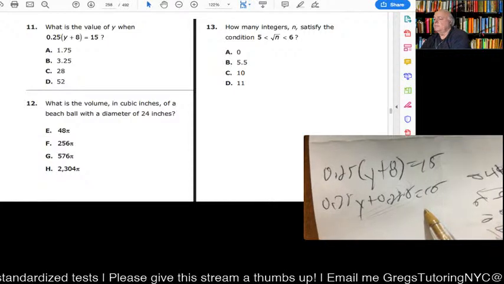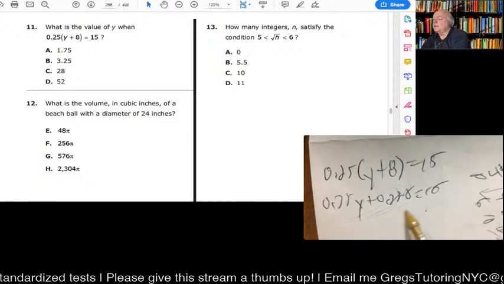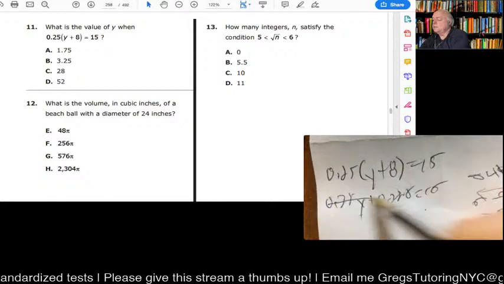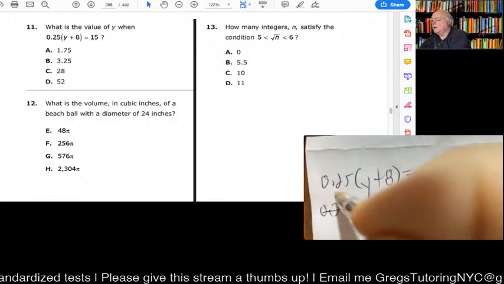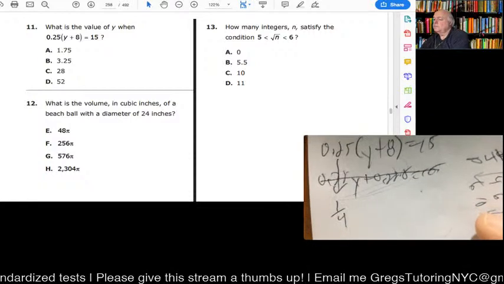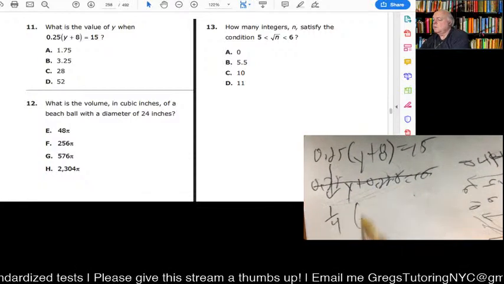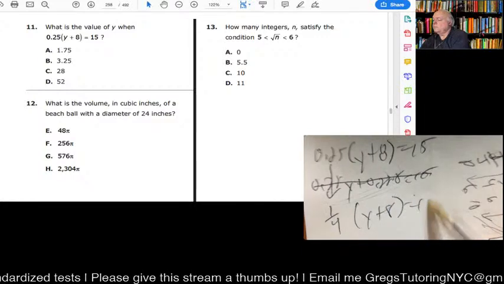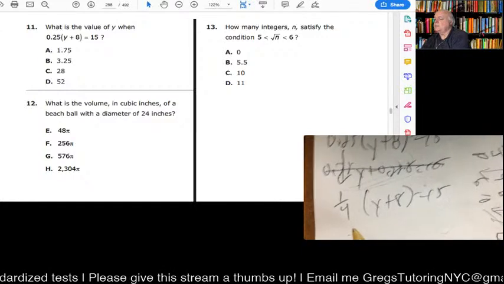All right? It's not that you won't get the right answer. You will get the right answer, but it's going to be a tedious process. What you want to find out is this is the same as a quarter. So we have 1/4 y plus 8 equals 15. And then it just becomes easier.